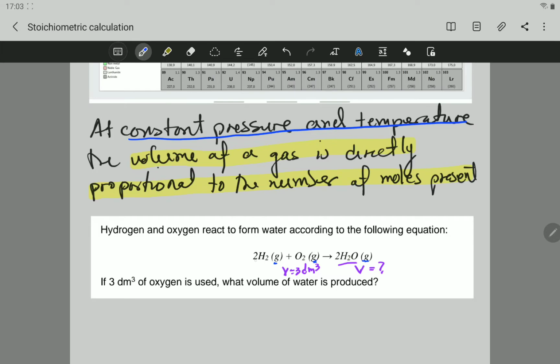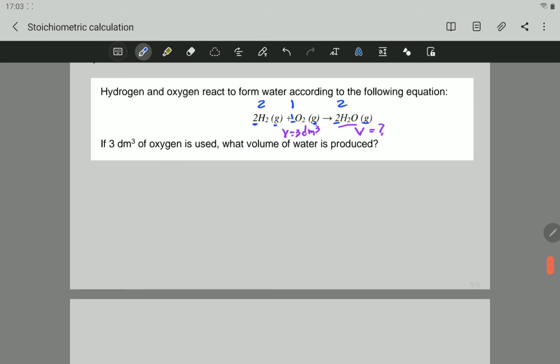Now the ratio here, and just remember the ratios are the numbers in front. The 2 here is 1, you don't write the 1. Here is 2. So the ratios are 2, 1, 2. With the ratio we can calculate the volume of water. So how are we going to do it? We write the same ratio, and for O2 to H2O the ratio is 1 is to 2. So you can see that it's double. For every quantity of oxygen, you will get double that amount of water.